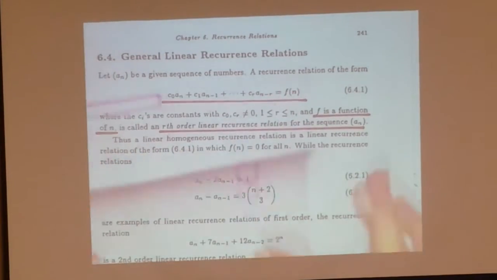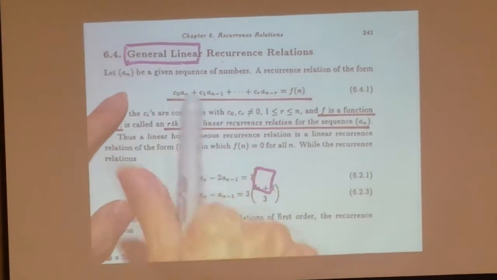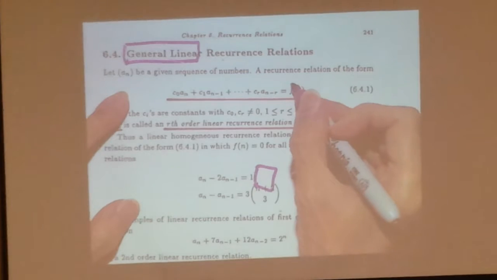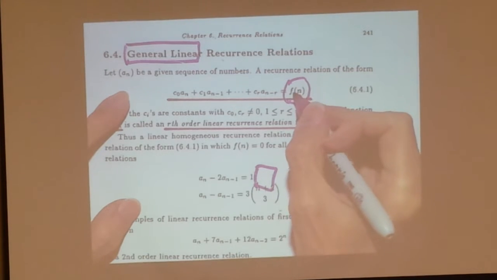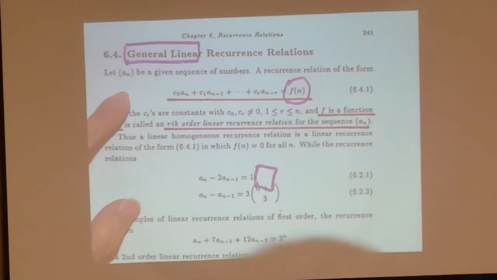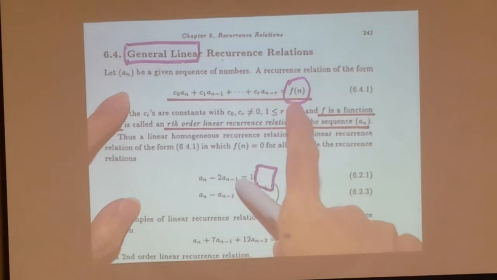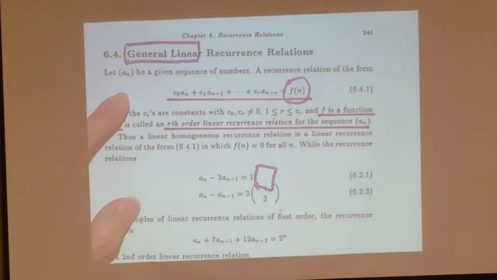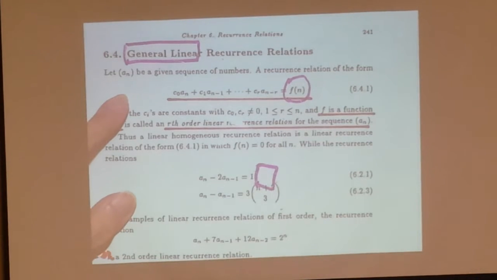When you do a general linear recurrence relation, you will find that the right hand side can be a function of n, it need not be 0. So that's how I have learned the right hand side is 0. And now we are going to look at when the right hand side is not 0 and how to factor out the right hand side.